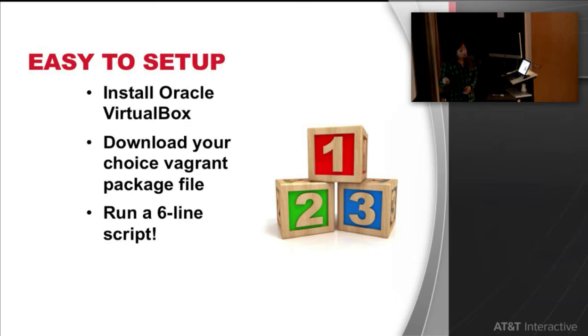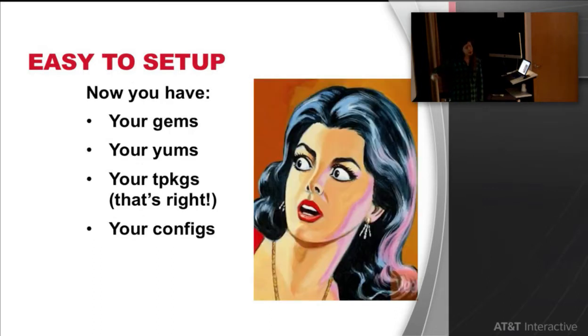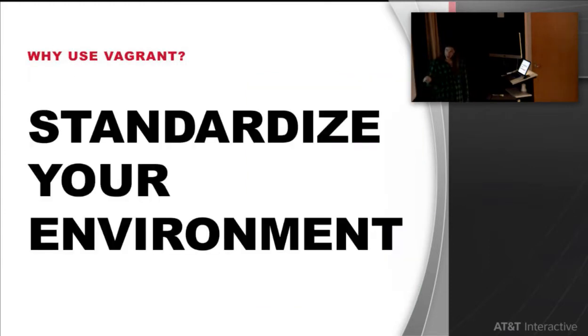This whole process takes about 10 minutes, and once you're done, your entire development environment is set up. You have your gems installed, your yums installed, your database environment installed, your configs, your tpackages. That's right, you can run tpackage on this. What would normally take days, if not weeks of time to set up your development environment takes literally 10 to 20 minutes at most. So that's definitely the best part of Vagrant. The next part of Vagrant is standardize your environment.